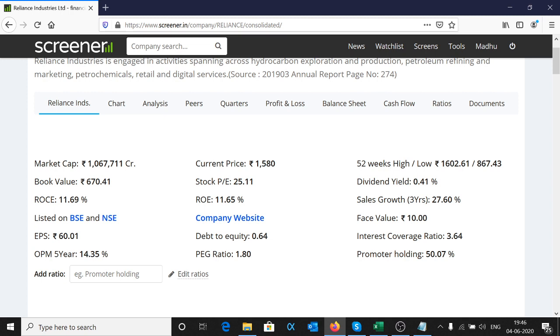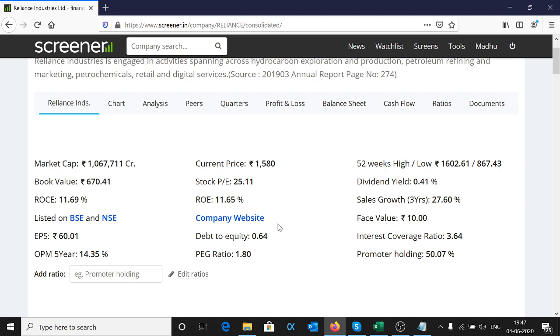Then the other thing you have to look at is promoter holding. 50% is always considered decent, very good compared to the market cap of the stock. Most companies will have lower promoter holding. For those companies, you need to have a thorough evaluation done. Suppose we take a company like Infosys, the promoter holding will be somewhere around 13 to 14%, if I'm not wrong. But that company is run by very professional people. So in that type of scenario, you can ignore the promoter holdings. But for some other companies you need to consider the promoter holdings.